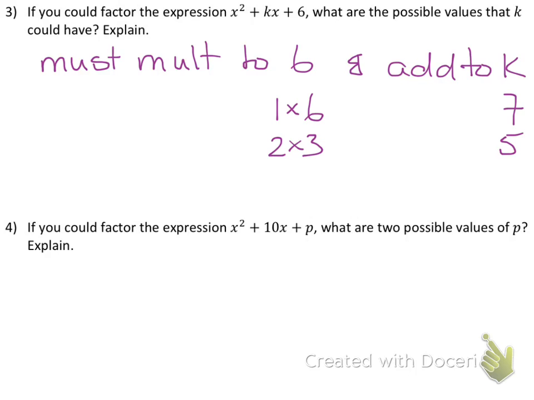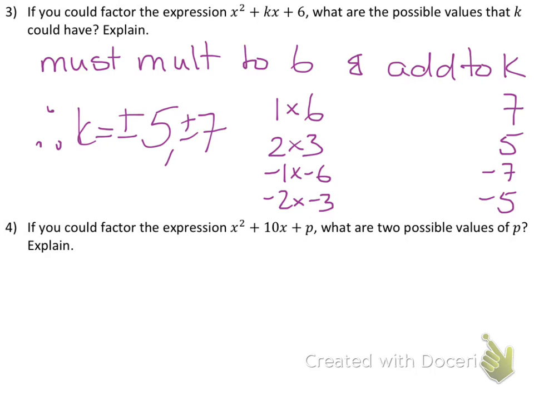Instead of 1 and 6, it could also be 2 and 3. Those add to 5. It could also be negative 1 and negative 6. They multiply to 6, add to negative 7. And also negative 2 times negative 3 multiplies to 6, adds to negative 5. So that means as long as k is one of these values, I'll be able to factor. Because if k is one of those values, then I'll be able to find things that multiply to 6 and add to k. When I say plus or minus 5, this sign right here just literally means it's either plus 5 or minus 5. Okay?